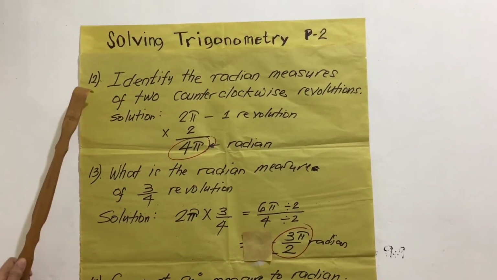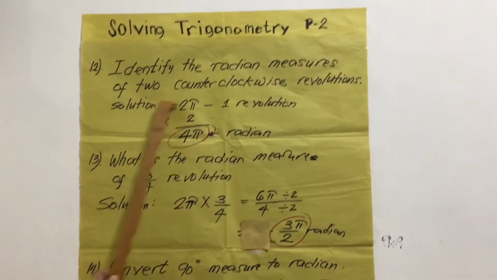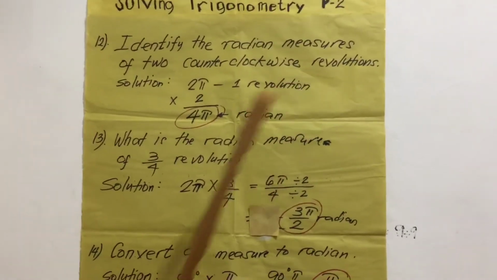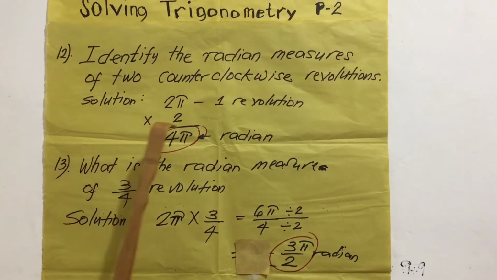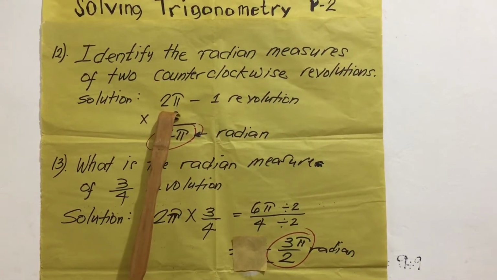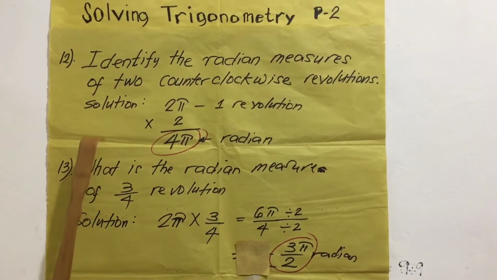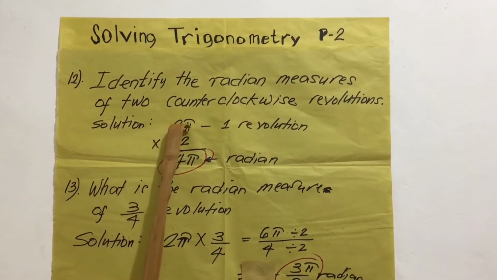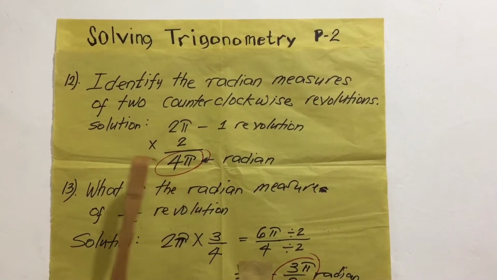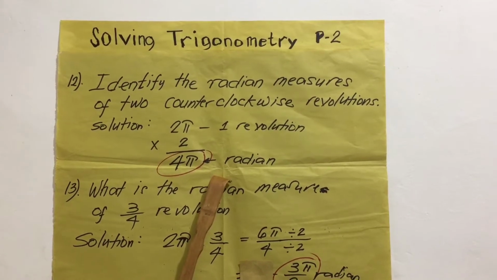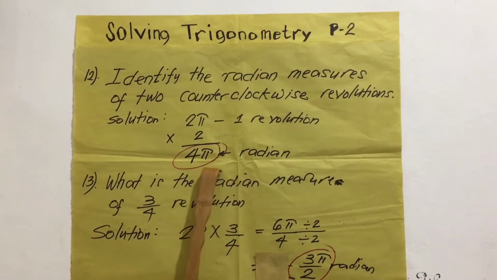Okay, next, number 12. Identify the radian measure of two counterclockwise revolutions. Our solution, we have to remember that in one revolution we have 2 pi. Since two counterclockwise means we have 2 revolutions, we're going to multiply 2 pi by 2, and the result is 4 pi. So 4 pi radians is the equivalent of 2 counterclockwise revolutions. Radian is the unit for pi.